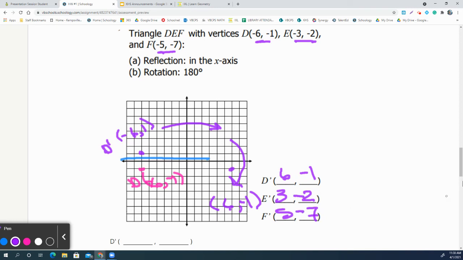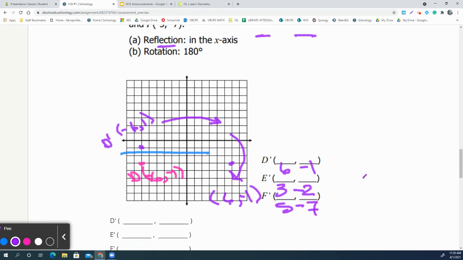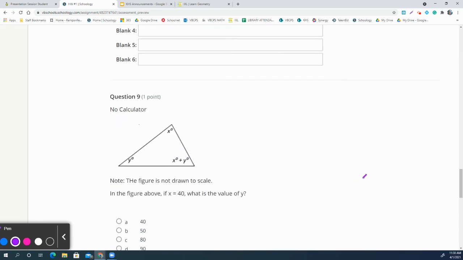Okay, if you can do 1 point, you can do all 3 of them. They're going to follow the exact same pattern. We good? All right, all right, all right.